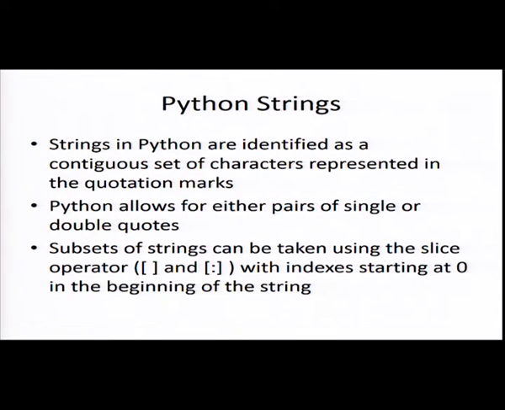Now, let us see about Python strings. The strings in Python are identified as a contiguous set of characters represented in quotation marks. Python allows either pairs of single or double quotes. Subsets of strings can be taken using the slicing operator, which is enclosed within square braces with a colon embedded in it, with indexes starting at the 0th position. The 0 is not the value, it is the position at the beginning of the string.